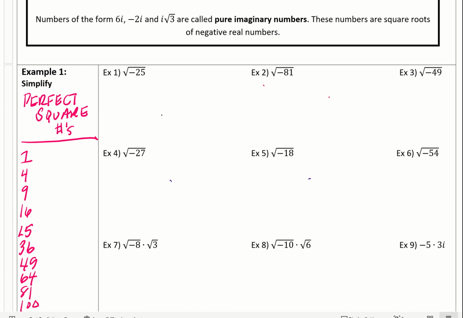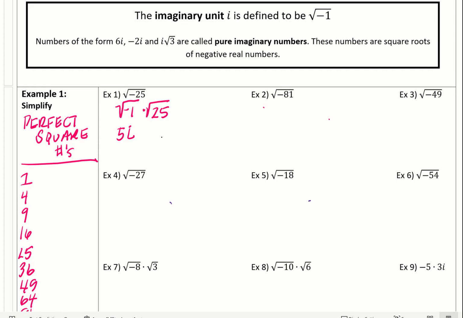Those are perfect squares, and you'll see that 25, 81, and 49 are all perfect squares. But they're negative, so they're not going to just be 5 or 9 or 7. What we're going to do is break this down to negative 1 times the square root of 25. Then we can find the square root of 25, which is 5, and the square root of negative 1, which is i, because i is defined as the square root of negative 1.